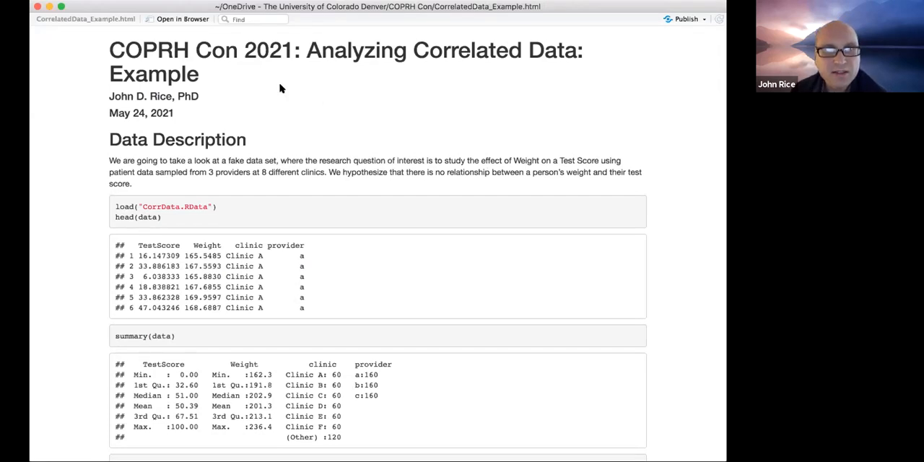Okay, can everybody see the example here with some code and some output?